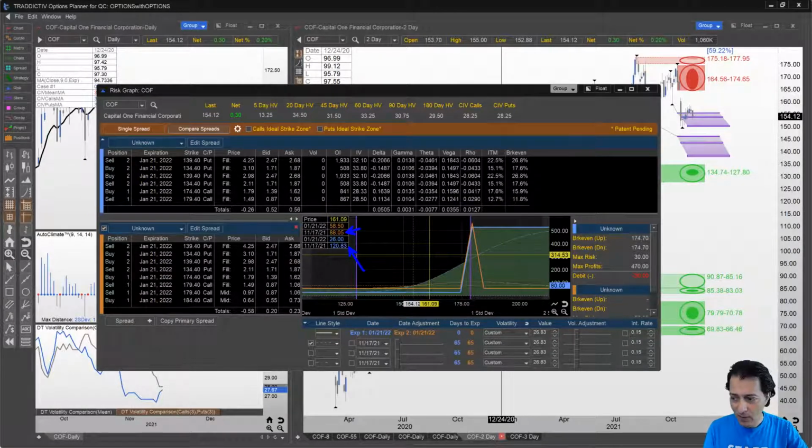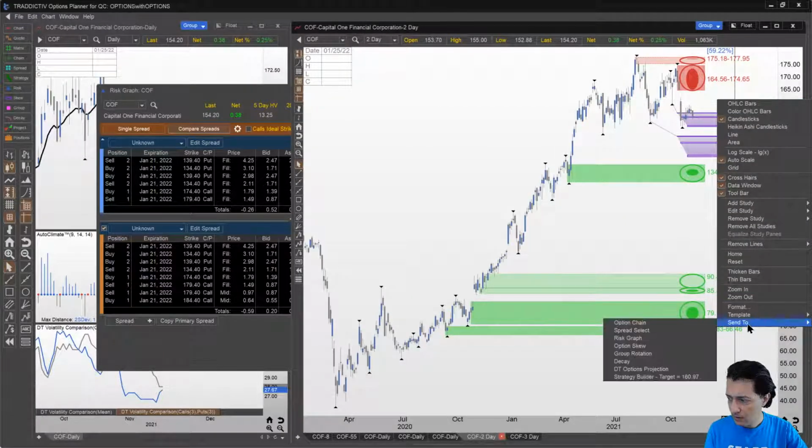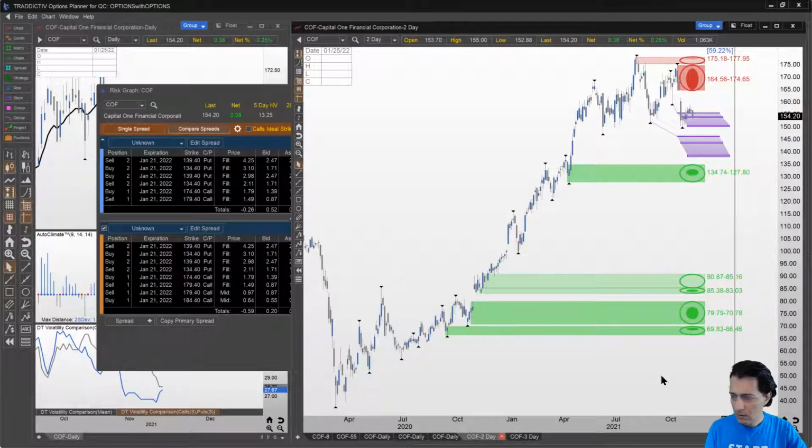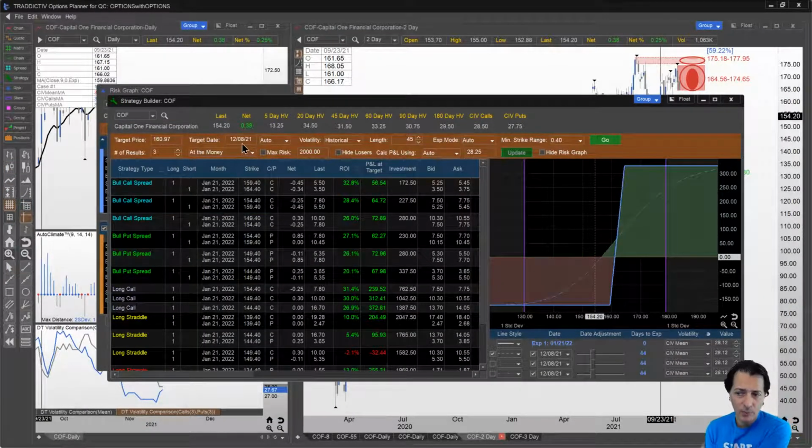Now, the current price of the stock is 154, and that simulation is for you reaching the target today, on 11/17. Is it likely for us to reach 161 today? Well, I would say probably not. So what if we do an estimation of a date? If I send this to the strategy builder, 160.97, it's telling me the target date is supposed to be on December 8. So that's a very good estimation for date, December 8.